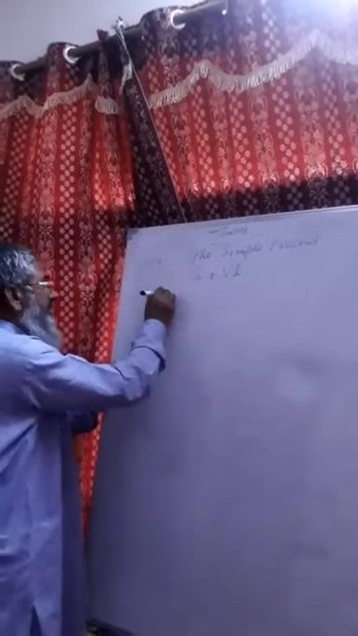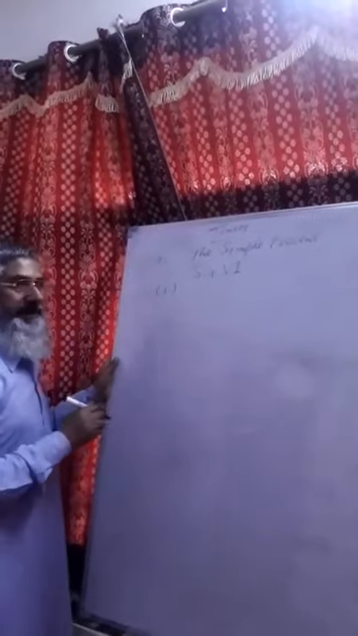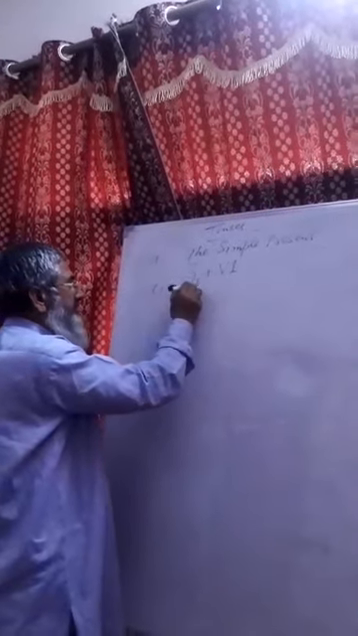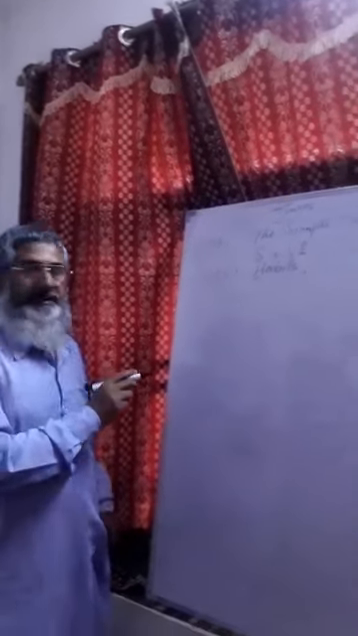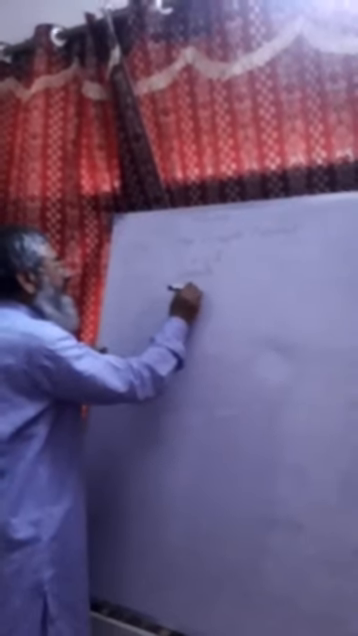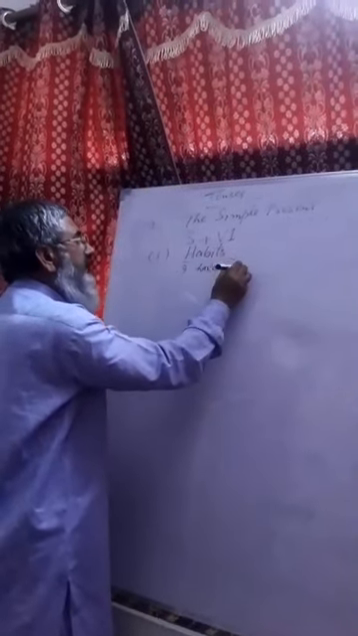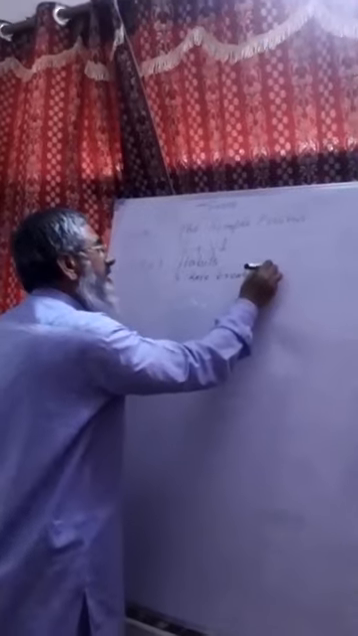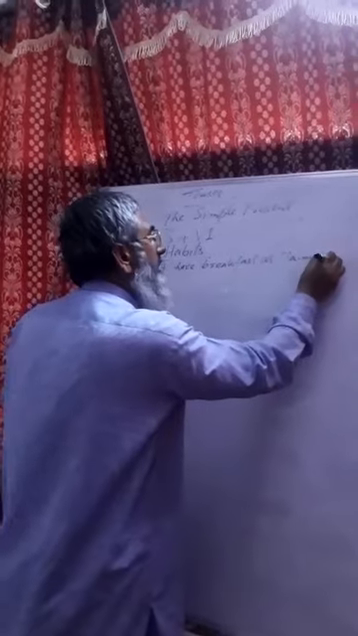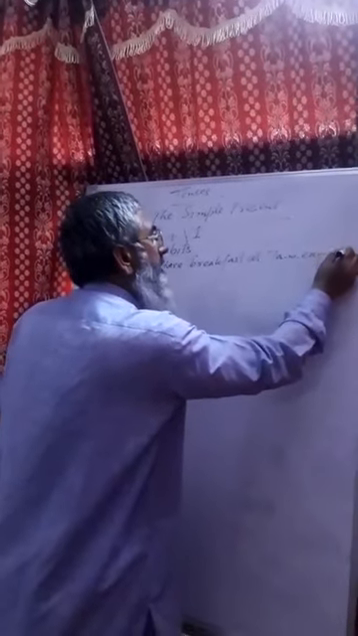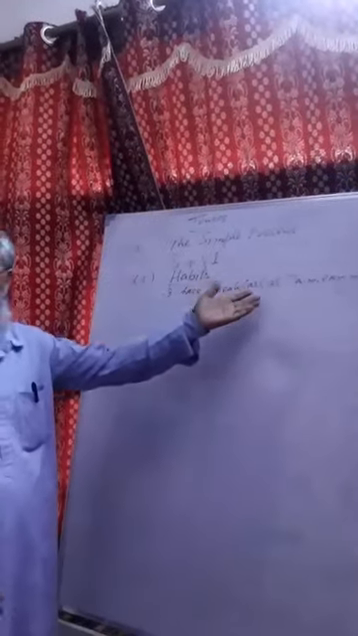So number one, we use simple present to denote habits. For example, I have breakfast at 7 a.m. every morning. It's my habit that I have breakfast at 7 a.m.